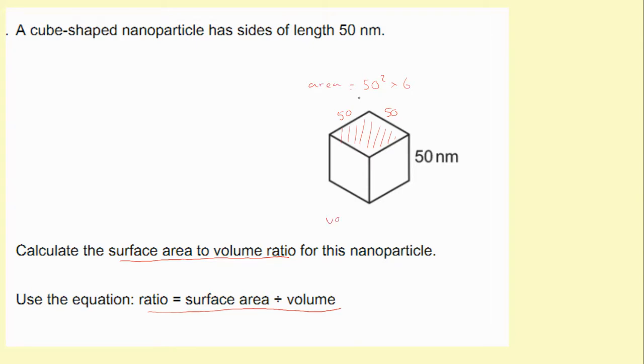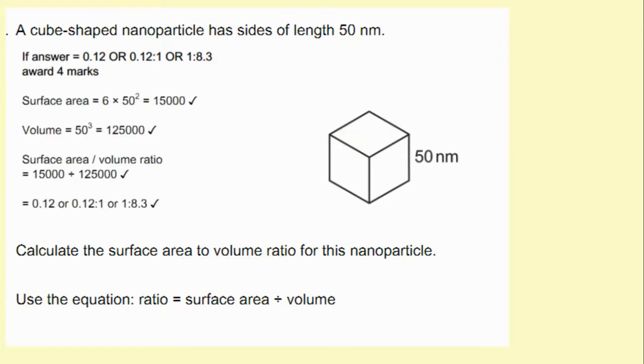And then my volume. The volume of a cube is going to be 50 to the power of 3, because it's 50 cubed. So the ratio is the surface area divided by the volume. So the surface area is going to be my 50 squared times by 6, over the volume, which is 50 cubed. And if we stick that into our calculator, we will get 15,000 divided by 125,000, which gives us 0.12.